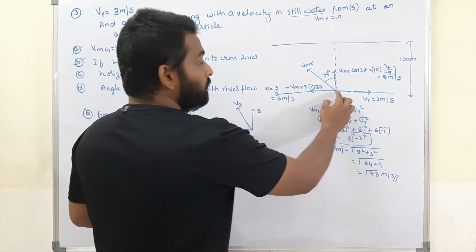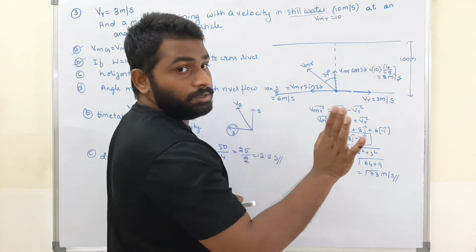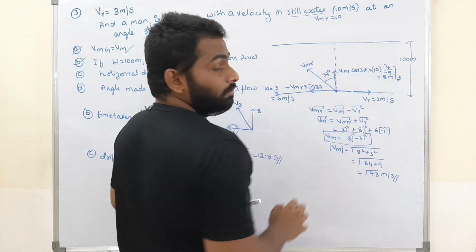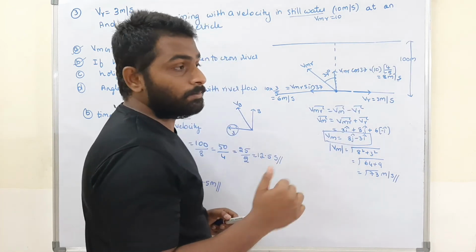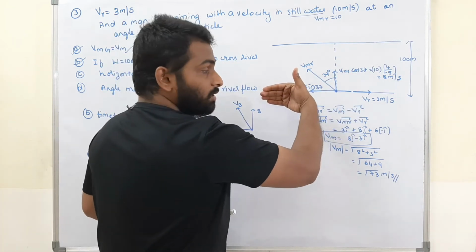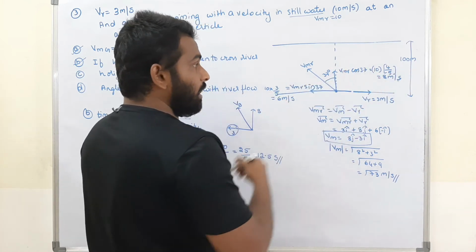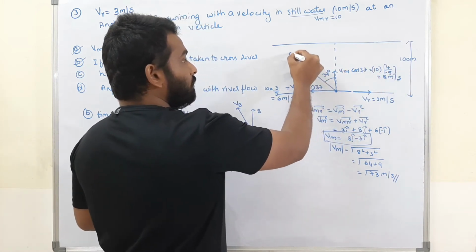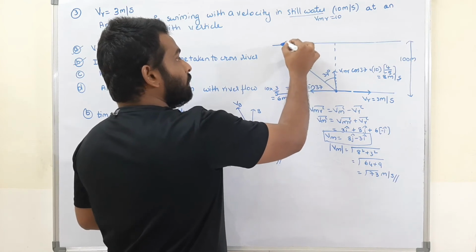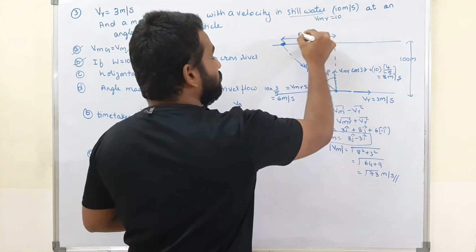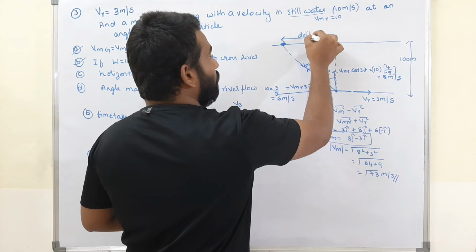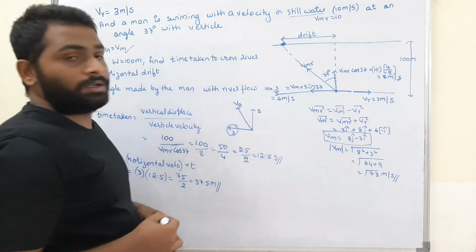The man won't reach straight across, vertically here. The man won't reach that side. Now in which direction will the man reach? This side the velocity is more, 6 when compared to that side. Therefore the resultant velocity is in this direction. Therefore the man will reach this point. Now this is the drift. I think it is clear.